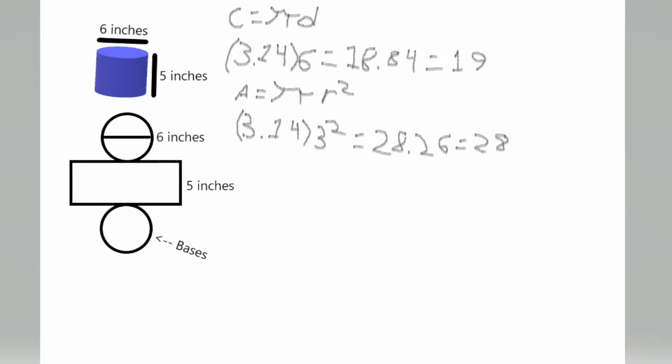Now onto the big rectangle in the middle, which is the side. To get the area for this, all we have to do is multiply the circumference of the base with the height of the whole cylinder, which is 5, and we get 95.